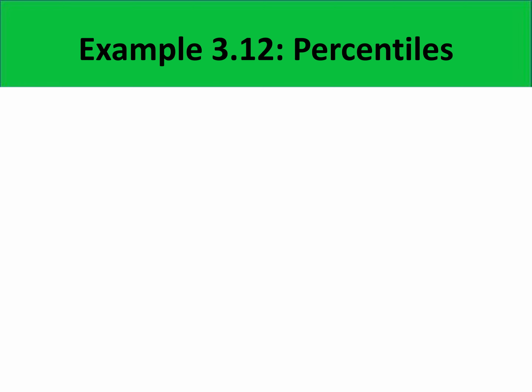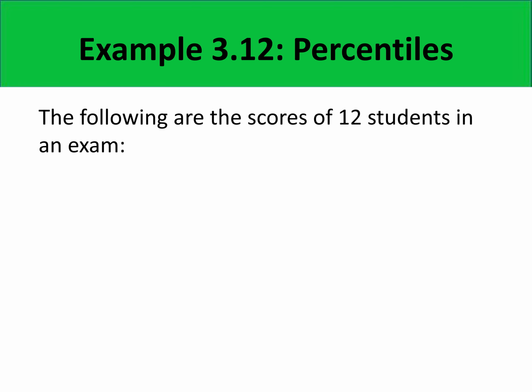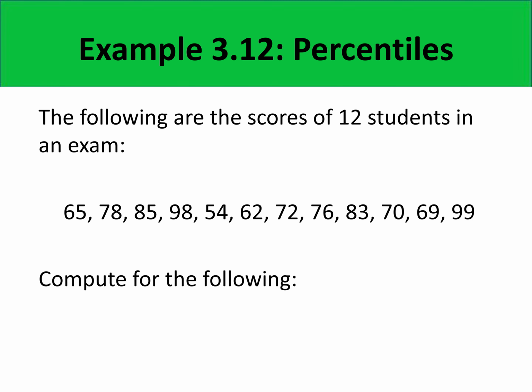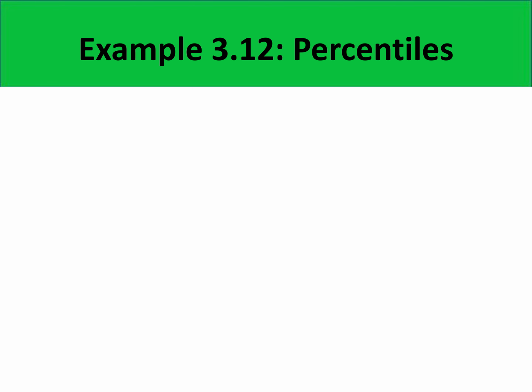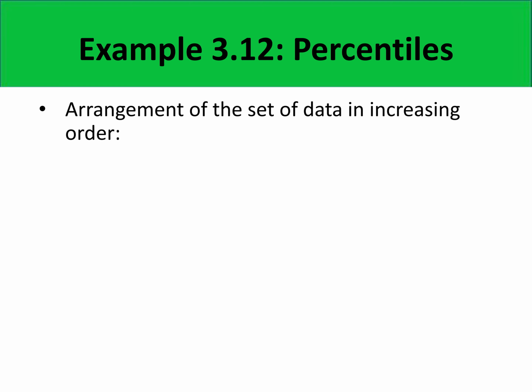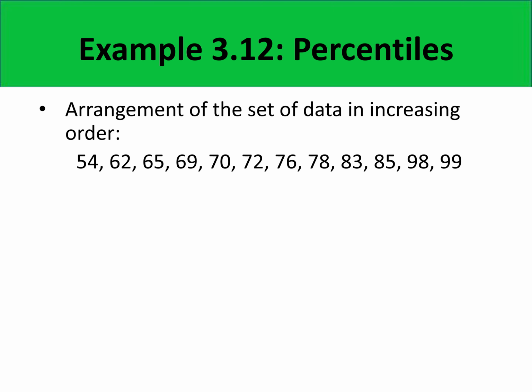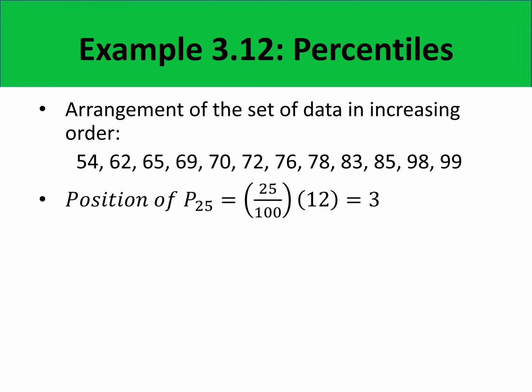Let us have an illustration. The following are the scores of 12 students in an exam. Let us compute for the 25th percentile and the 60th percentile. To compute for the 25th percentile, we need to arrange first the dataset in increasing order. And then, we solve for the position of the 25th percentile using the formula i over 100 times n.